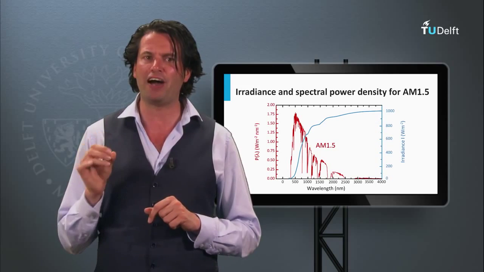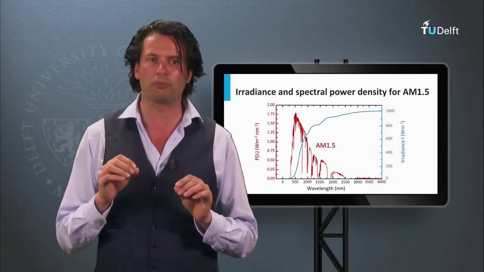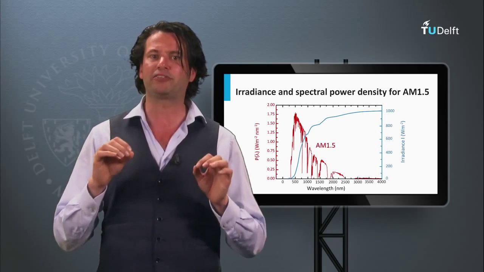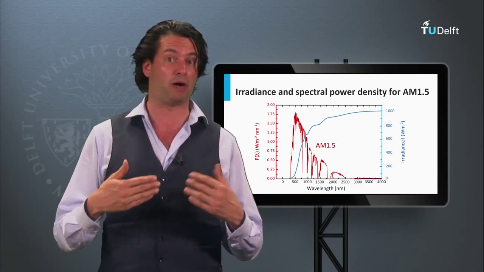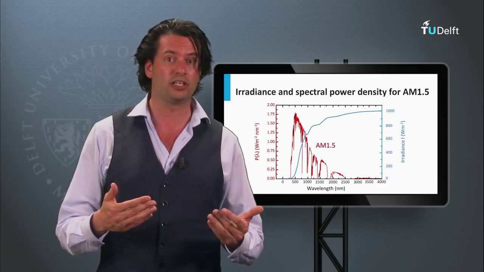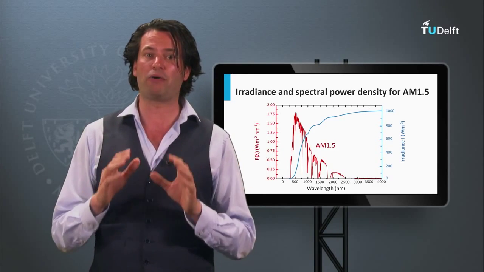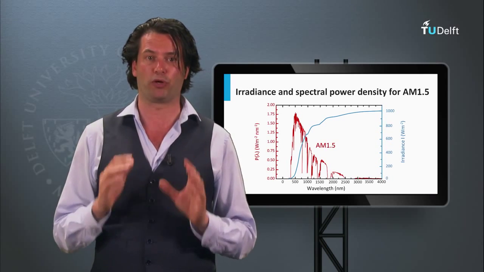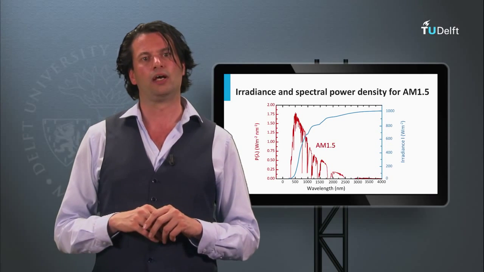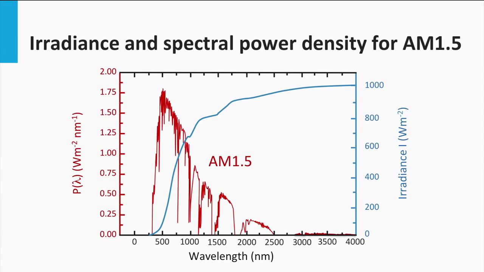As the AM 1.5 spectrum is very important to the solar community, I will use it to demonstrate the relation between the spectral power density function, the irradiance, the spectral photon flux and the photon flux. Here, the spectral power density of the AM 1.5 spectrum is plotted. As discussed earlier, the irradiance is the integration of the spectral power density function over lambda. This means that the area below the AM 1.5 spectrum in this figure corresponds to the irradiance.